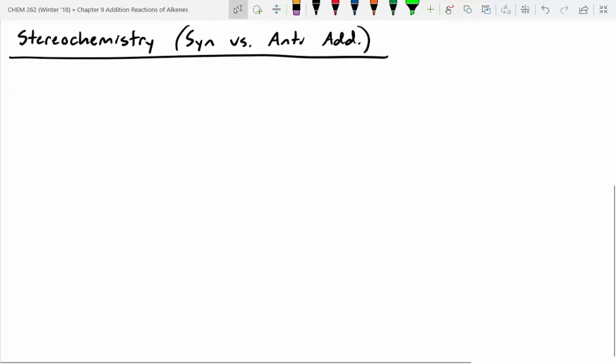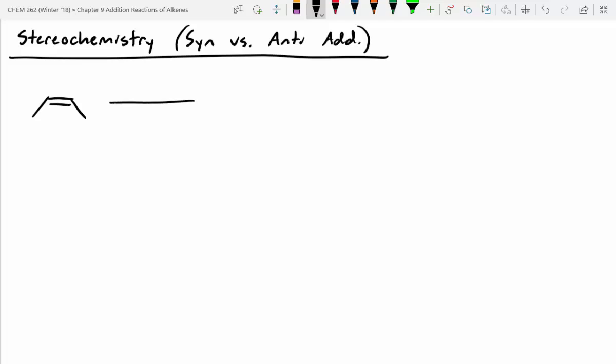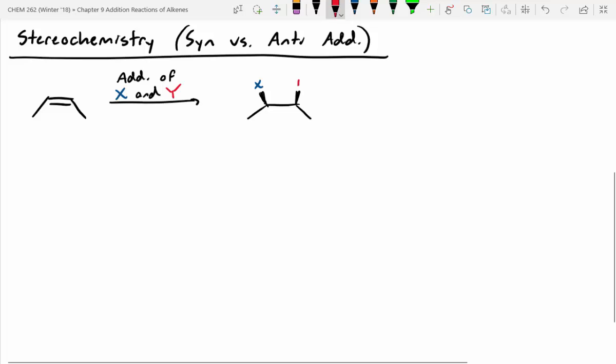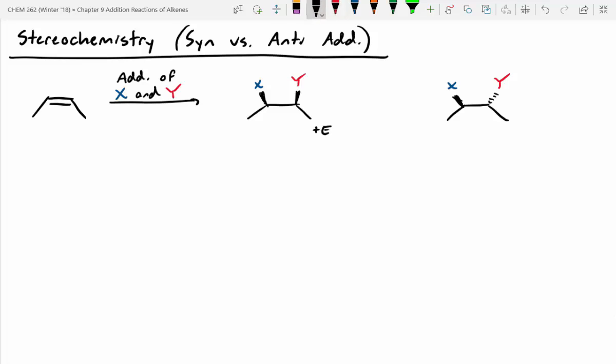So just like before, I'll get a nice little chart going. So I'll do addition of X as blue and Y as red. And we know syn addition is when they're both coming off the same face. So you could have X and Y. And then in addition to that, you could have one where they're on opposite faces, X and Y. And because we are creating new stereocenters, we do have to pay attention to enantiomers, so I'll write plus EN for each of these. So you could end up with both of these. The one on the left we know is syn. The one on the right is anti.